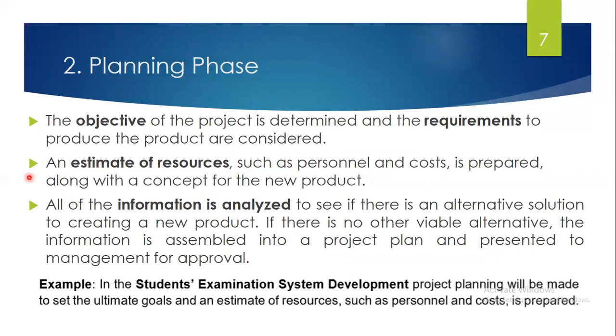Next one is planning phase. After defining, we will move towards the planning phase. The basic aim of the project is determined and the requirements to be produced, the products are considered. We make an estimate of resources which are to be used during the development of the product. All the information is analyzed to see if there is an alternate solution available or not. If there is no alternate solution available, then the information is assembled into a project plan and presented to management for approval.